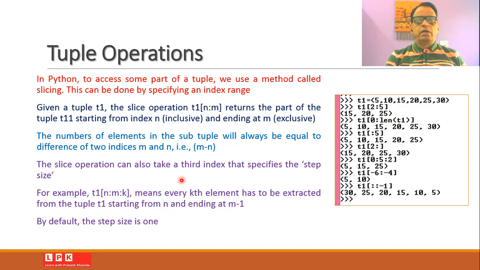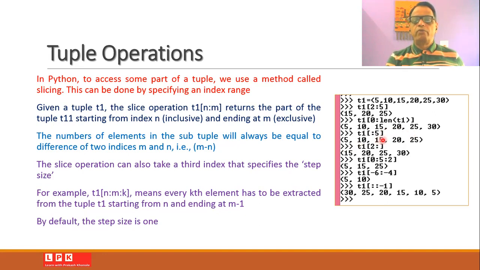The slice operation can also take a third index, which specifies the step size. In that case, we write the operation T1 n, m, k. It means that every kth element is extracted from the tuple, starting from n and ending at m minus 1. If it is not mentioned, the step size by default is equal to 1. So for example, if I write T1 in square brackets 0 colon length of T1, then all the elements in the tuple will be accessed and printed on the screen.